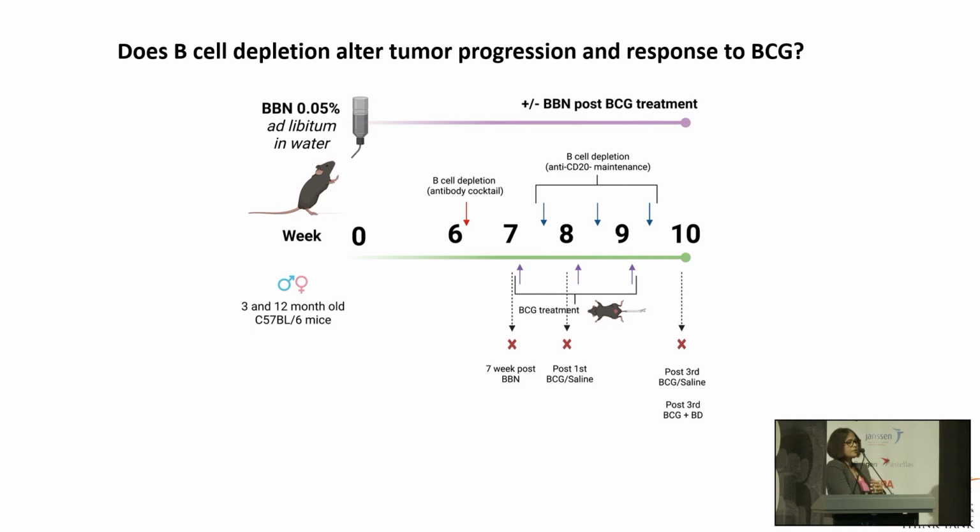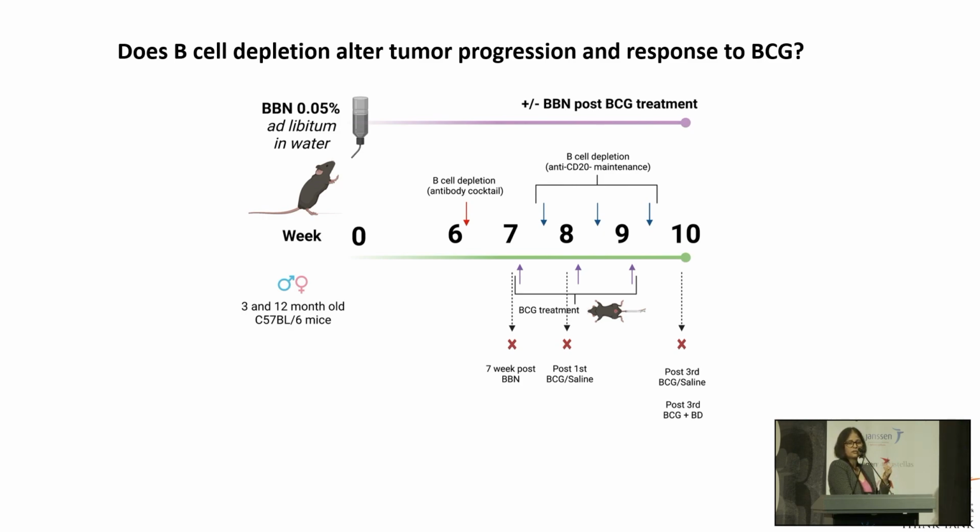We ran the study in both young and old mice, but most of the data we moved on to study in older mice, because that's where we were seeing something interesting related to the atypical B cell population. This is a schematic of what we did. Both female and male old mice were exposed to BBN through water, and B cell depletion was initiated right before BCG was started, around 7 weeks of age.